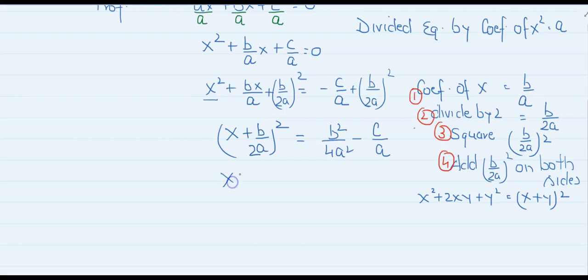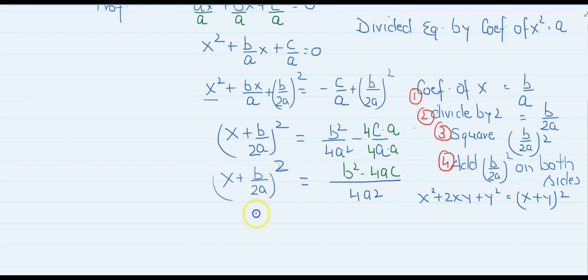So (x + b/2a)² will be, let's take 4a² as the LCM. To make this 4a², we have to multiply it by 4 and I have to multiply this by a also. So 4a² is the LCM. So we now have b² − 4ac in the numerator.